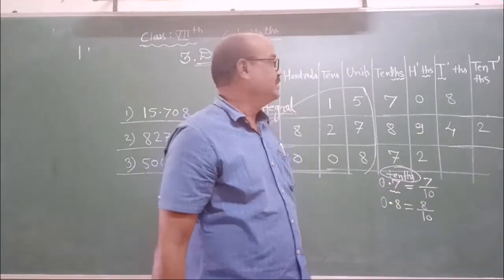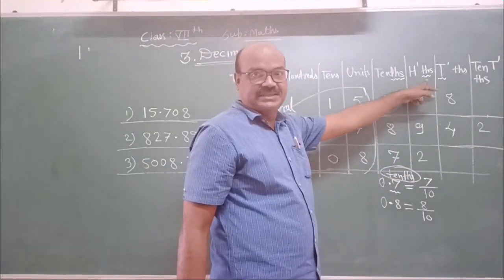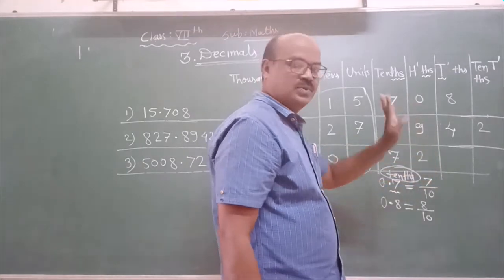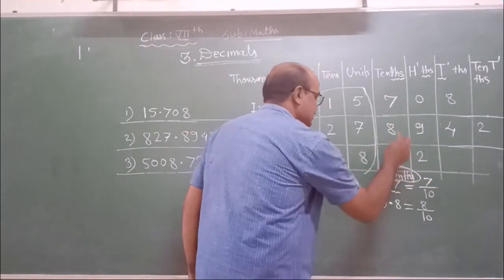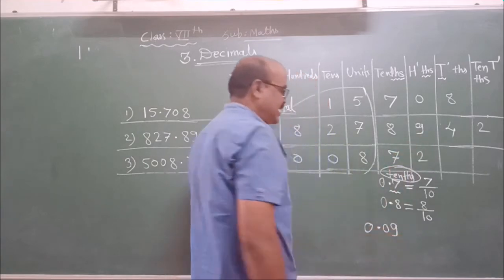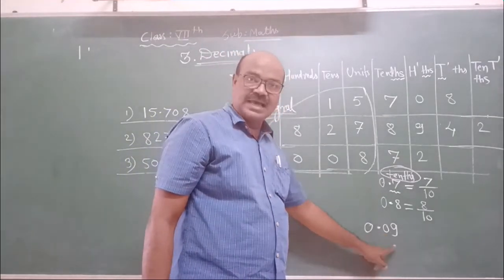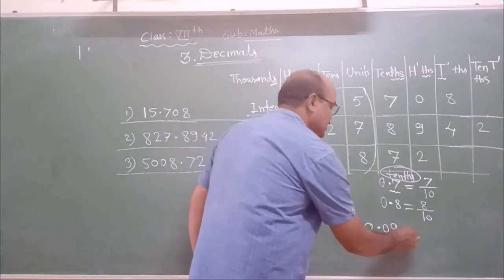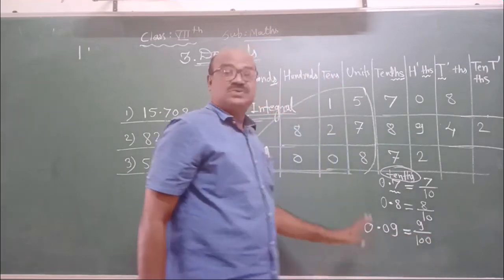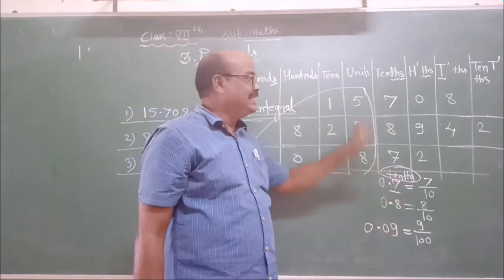Here for hundredths place, if I consider this 9 and 2, that means at hundredths place, if I want to write only 9, then it becomes 0.09. That means 9 in this number is at hundredths place. So it will obviously be 9 upon 100. So we know all that, you are very well aware of all these things.